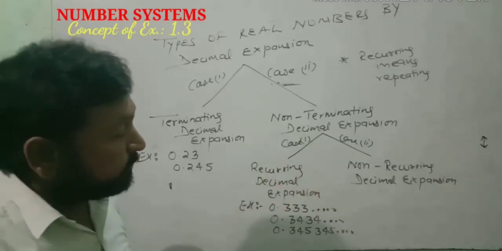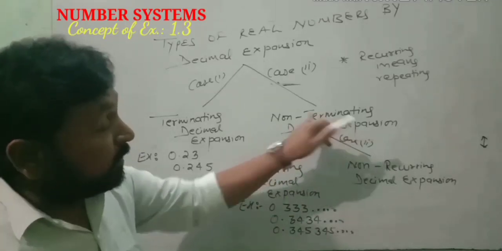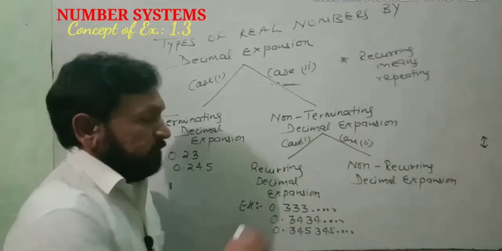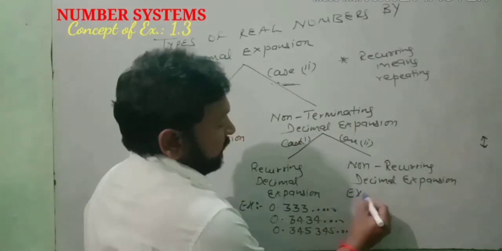Now see here, non-terminating, non-recurring decimal expansion. See again, let us see by some example.